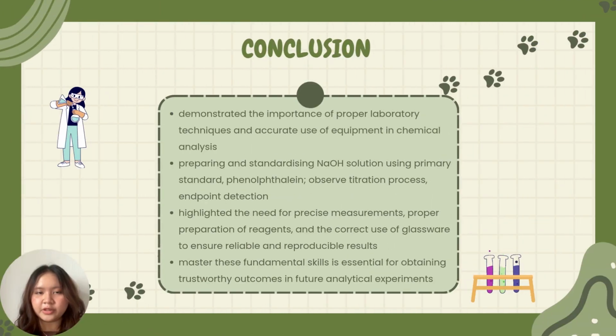The experiment successfully demonstrated the importance of proper laboratory techniques and accurate use of equipment in chemical analysis. By preparing and standardizing a sodium hydroxide solution using a primary standard and phenolphthalein as indicator, we were able to observe the titration process and endpoint detection. This process highlighted the need for precise measurement, proper preparation of reagents, and the correct use of glassware to enable reliable and reproducible results. Mastering these fundamental skills is essential for obtaining trustworthy outcomes in future analytical experiments.